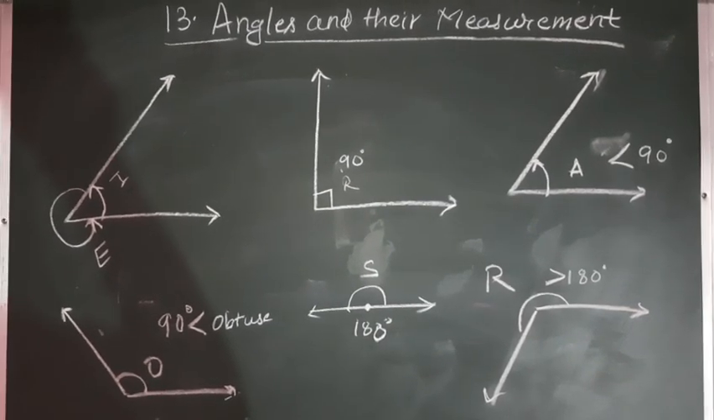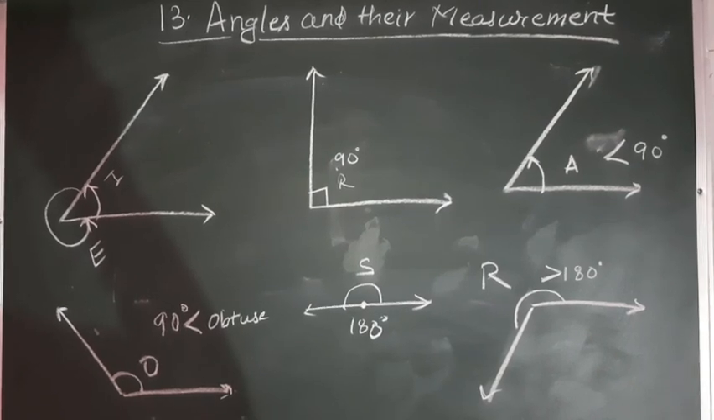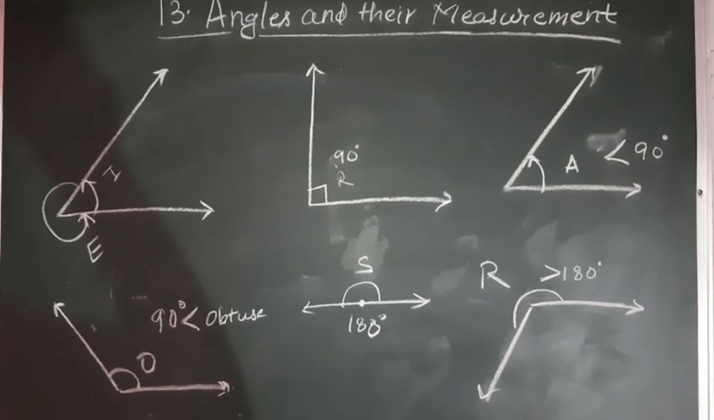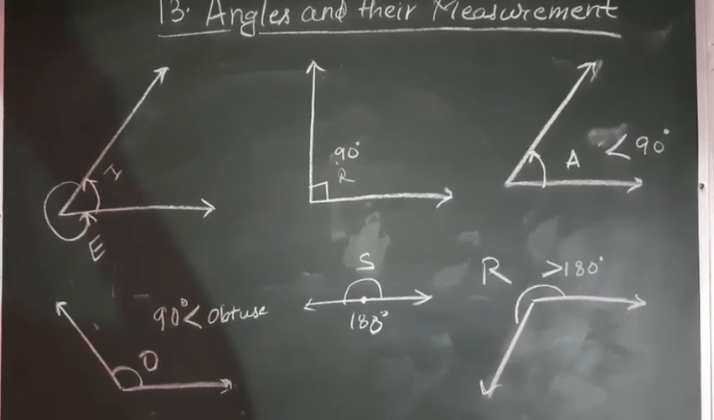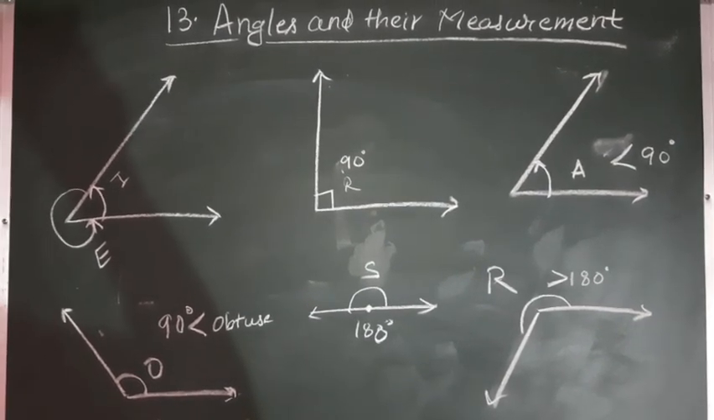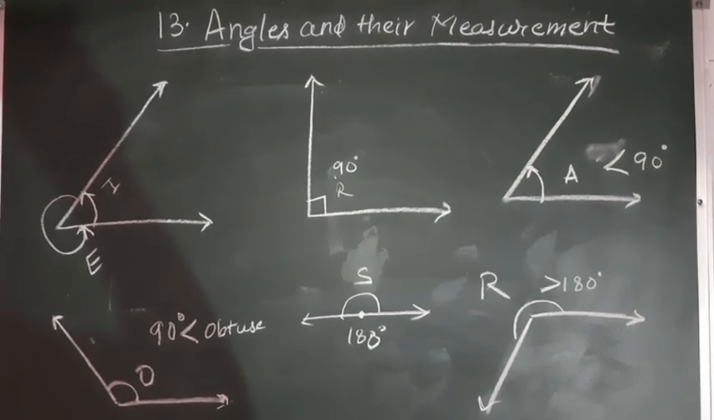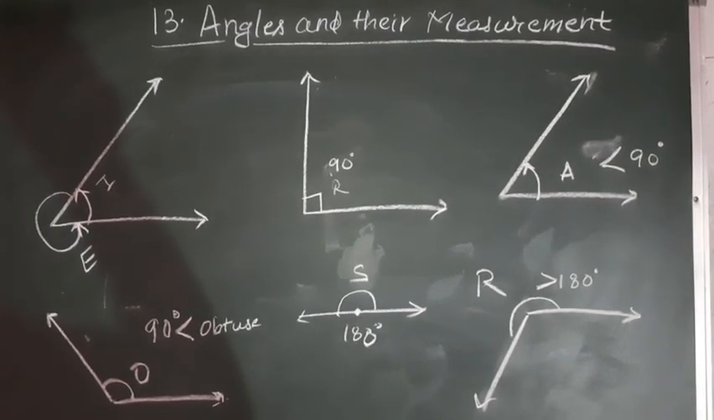So as you all can see in every image, the figure is formed by two rays and the initial point is same. That means both the rays have the same starting point, and we all know that a ray has only one starting point or an end point. या तो एक starting point होगा या एक end point होगा. So I hope it is clear about the angle.